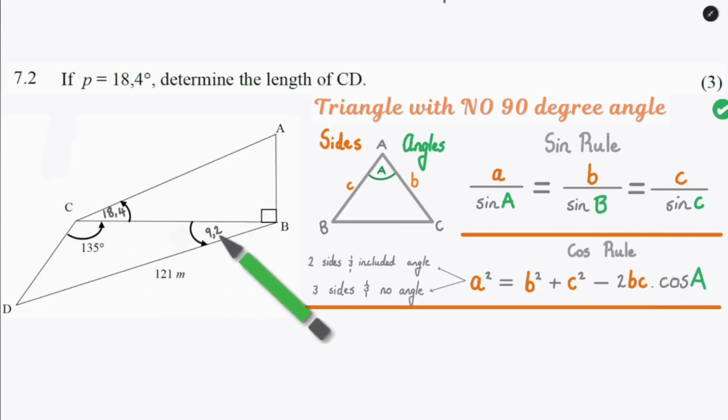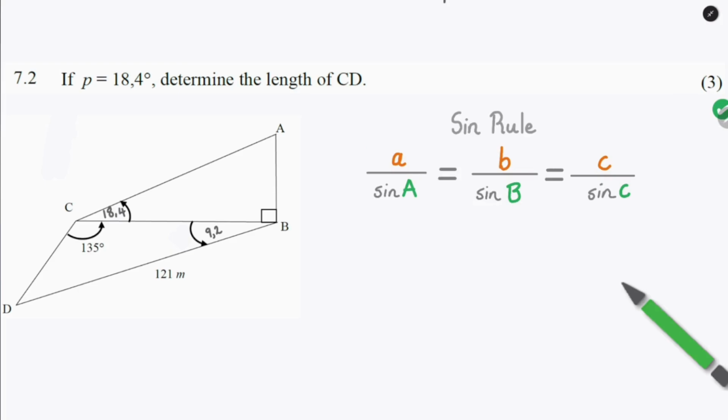I'm seeing 2 angles and a side, so we're going to go ahead and use our sine rule, which we're very happy about because the sine rule is quite easy to use in comparison to the cos rule. Now what's your sine rule? You're never going to use all 3 at once. You're just going to use 2 of them at once.